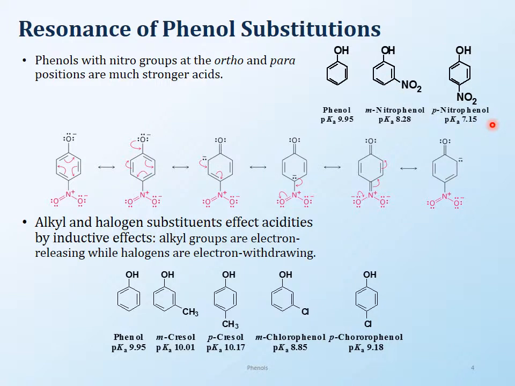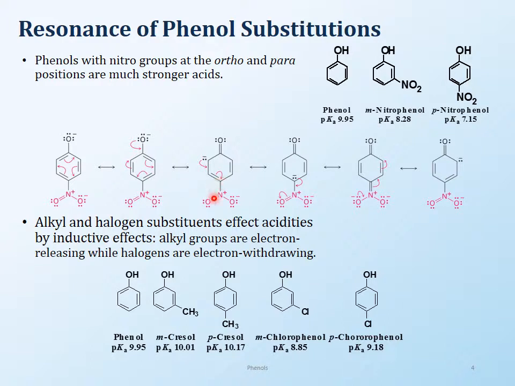If you have any other electron withdrawing group on the benzene ring, it will make the phenol an even stronger acid. If you have electron donating groups, for example the methyl group, then the pKa will become higher than phenol. Here is a nice comparison of all the different kinds of pKa's. Here's phenol with 9.95, but a methyl group makes it 10.01 and chlorine makes it 8.85, because chlorine is electron withdrawing, whereas the methyl group is an electron donating group. So you can change the acidity power of your phenol.